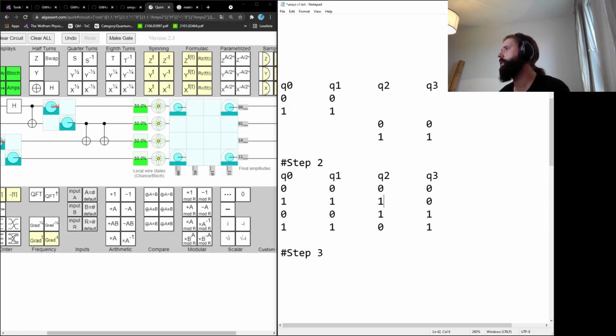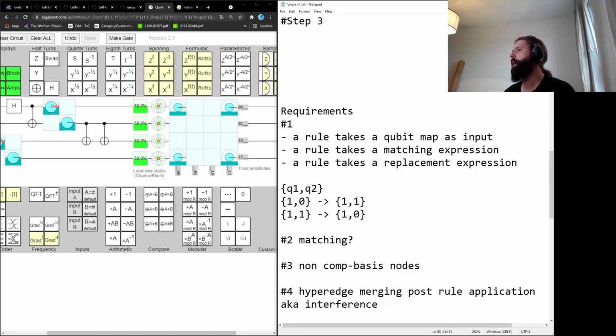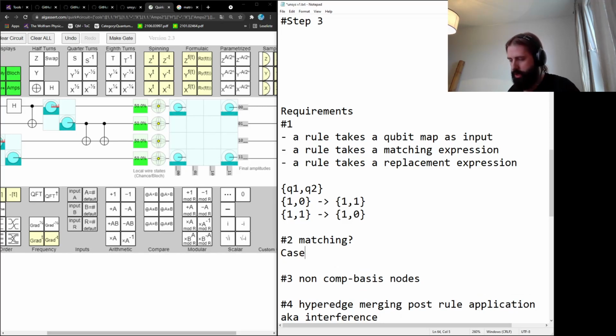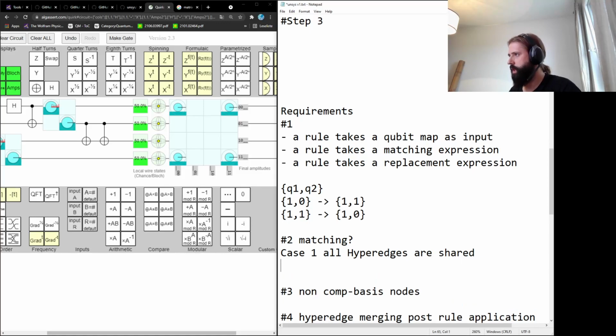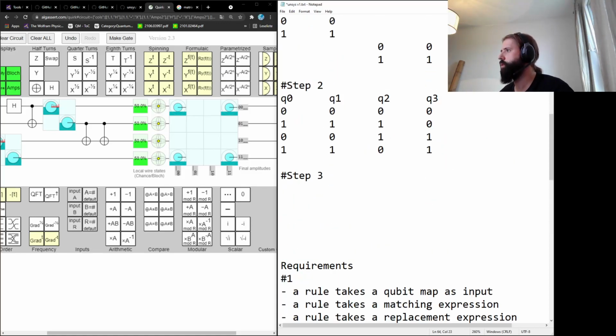So I apply another CX, and then I see here that both qubits share hyper edges. I think that would be probably case one, all hyper edges are shared. That's kind of the easy case. Case two, some hyper edges not shared. That's rather case one, and that's rather case two, right? In the sense that that's the first case, and when I apply the second Hadamard, that's the case, because all the hyper edges are shared between these two qubits.